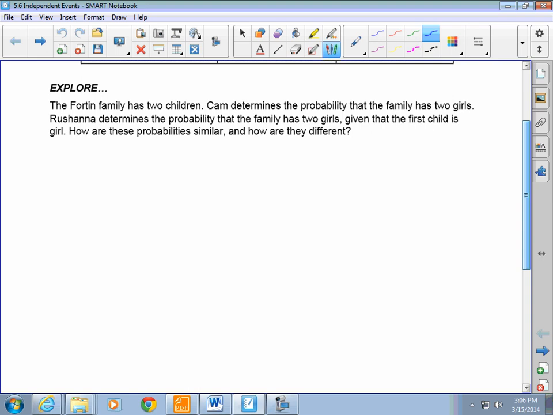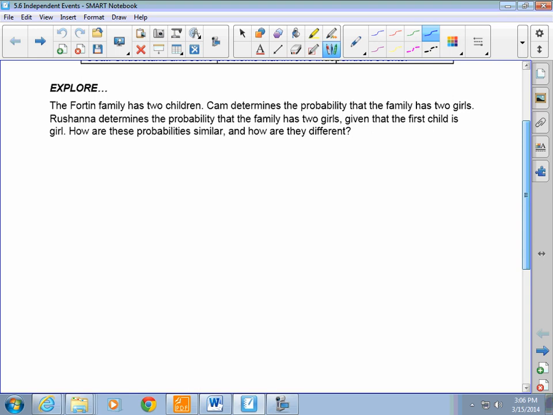Well, first of all, without doing any solving, what's similar is that in each one of them, there's at least 1 girl out of the bunch. So they're both including the probability of having girls. How they are different is what we're going to look at once we solve this.